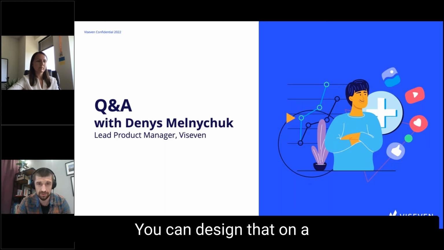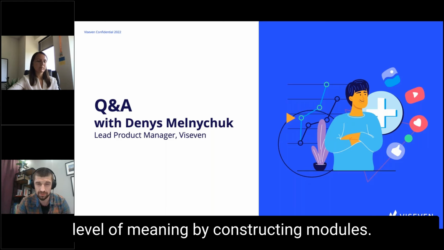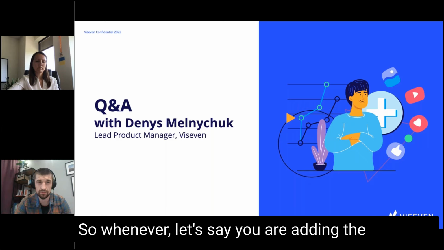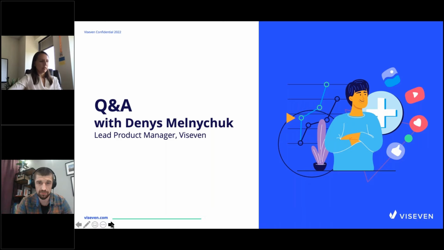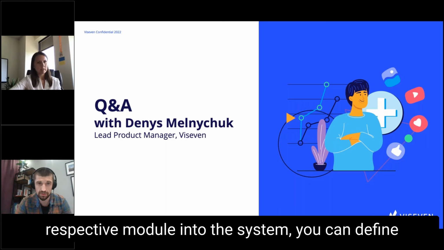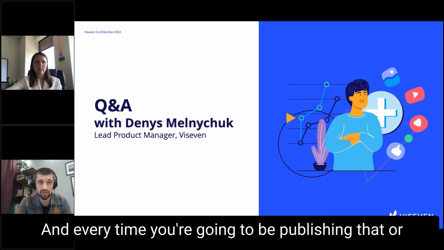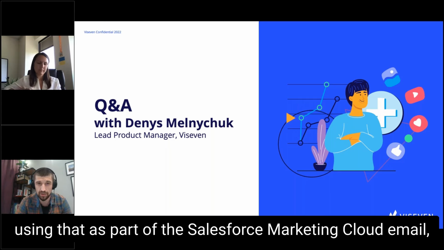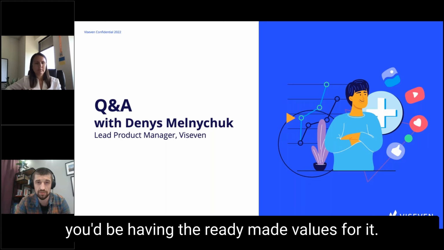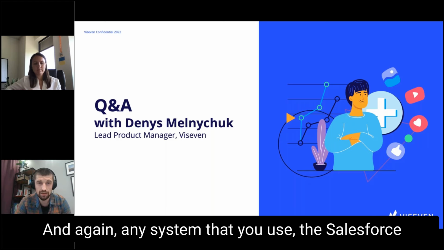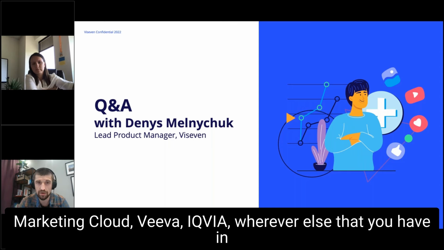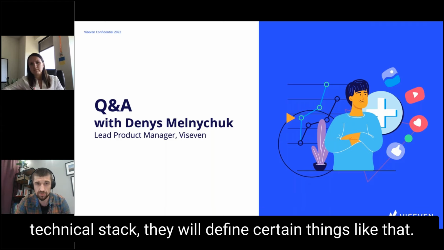You can design that on a level of meaning by constructing modules. So whenever you are adding the respective module into the system, you can define those subject and pre-header ahead of time. And every time you're going to be publishing that or using that as part of the Salesforce Marketing Cloud email, you'd be having the ready-made values for it. And again, any system that you use, be it Salesforce Marketing Cloud, Veeva, IQVIA, wherever else that you have in the technical stack, they will define certain things like that.